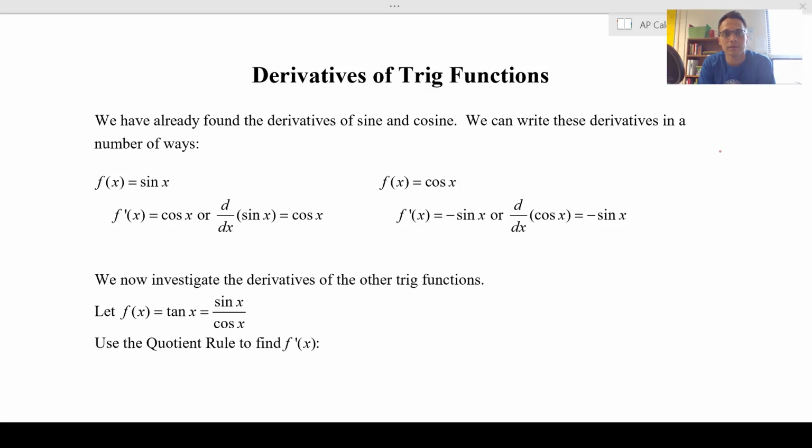But today we are going to be learning about derivatives of trig functions. All right, so grab a pen, be ready.